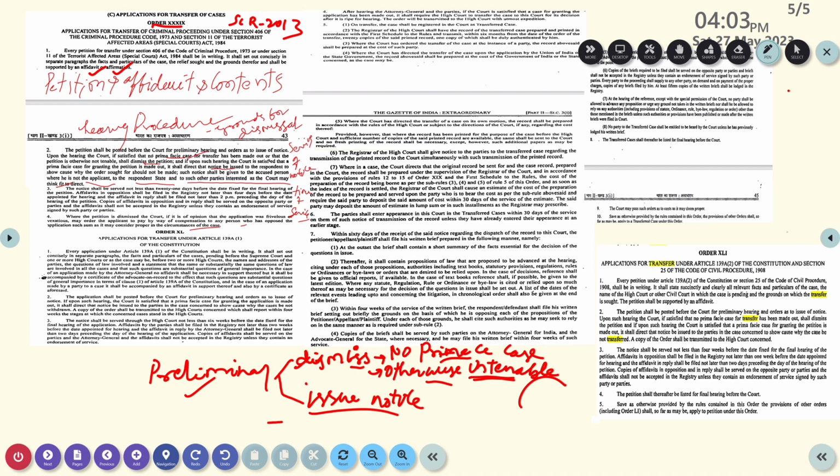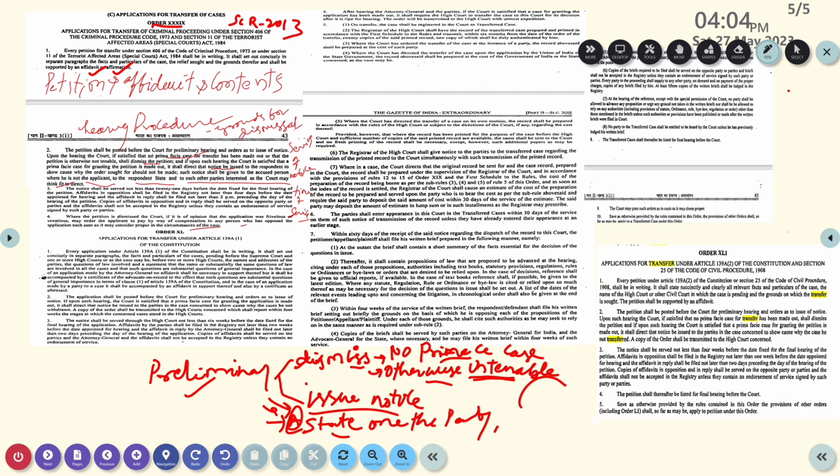Suppose the accused is not the petitioner, then notice should go to the accused. In all other cases, even if it is the accused, the State must be one of the parties. So this is the notice requirement.